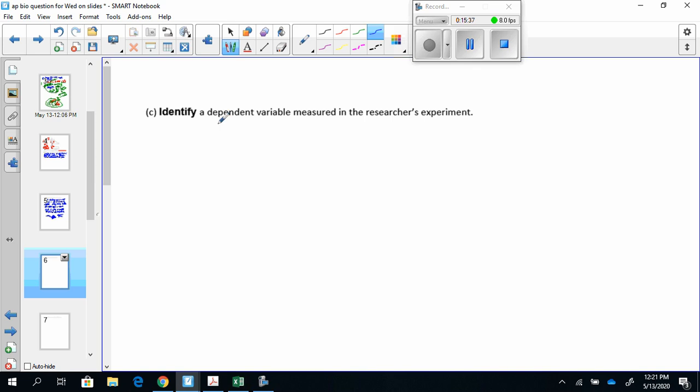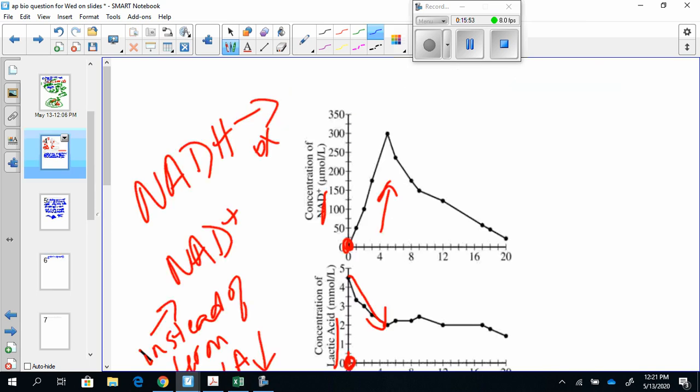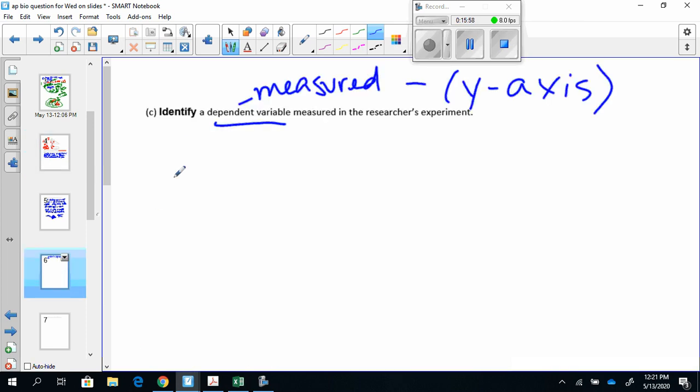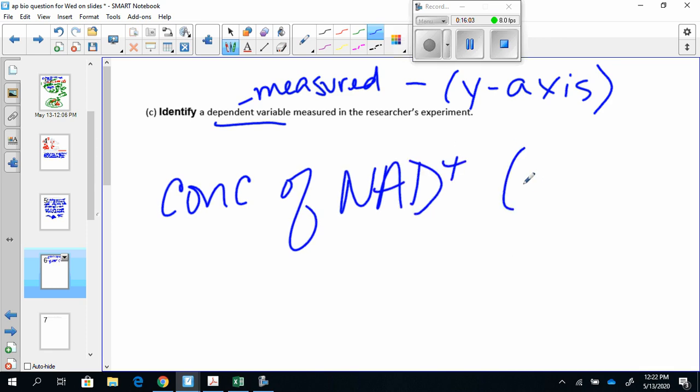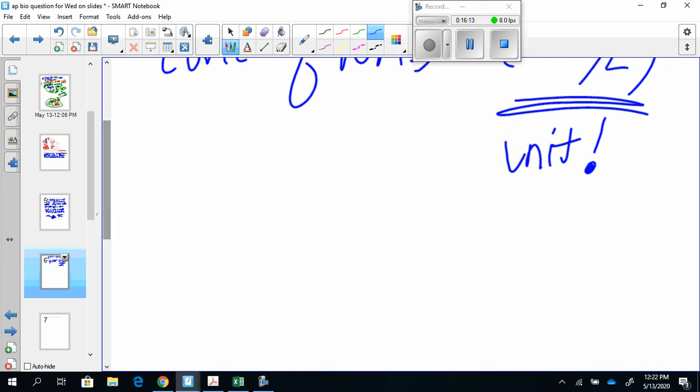All right, identify a dependent variable. Okay, so the dependent variable is what is measured in the experiment. What you measure, you always put on the y-axis. So I need a dependent variable. I go back to the graph: concentration of NAD plus in micromoles per liter. Always make sure that you have a unit. Really, really important. Now there's actually two right answers because there's two different graphs.